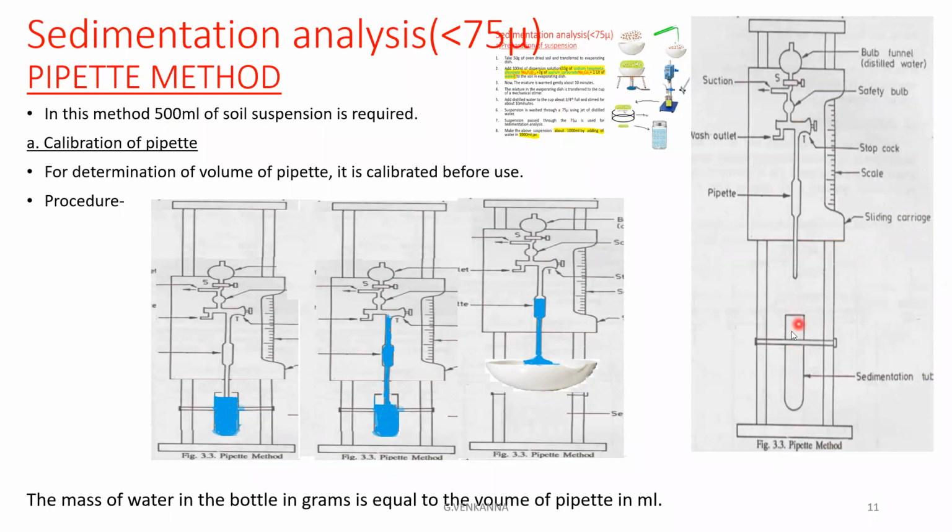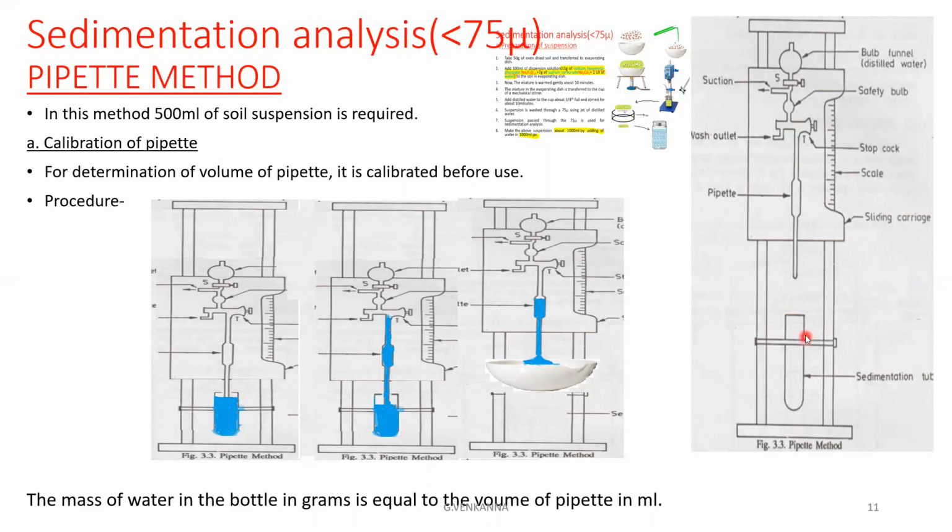This tube is known as the sedimentation tube, and this is the pipette. This total unit is known as the suction unit, and it is mounted on a sliding carriage. You can move it up and down using this sliding carriage. This total equipment is known as the pipette method equipment.